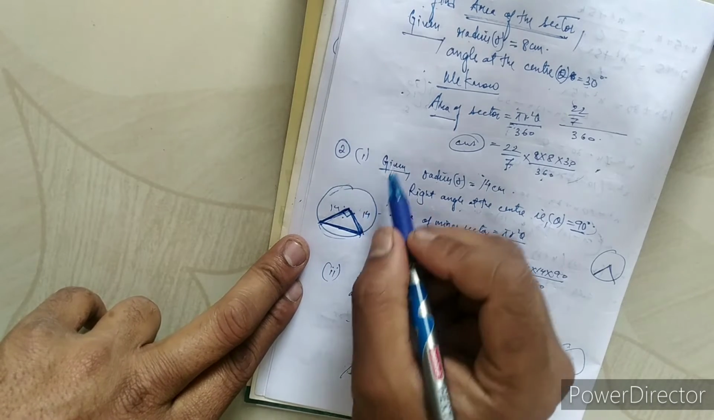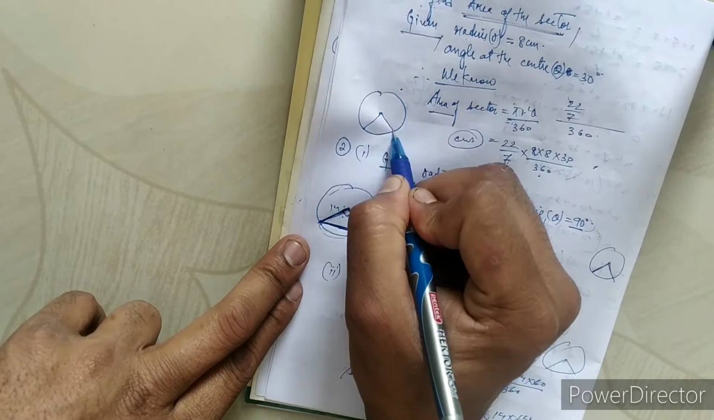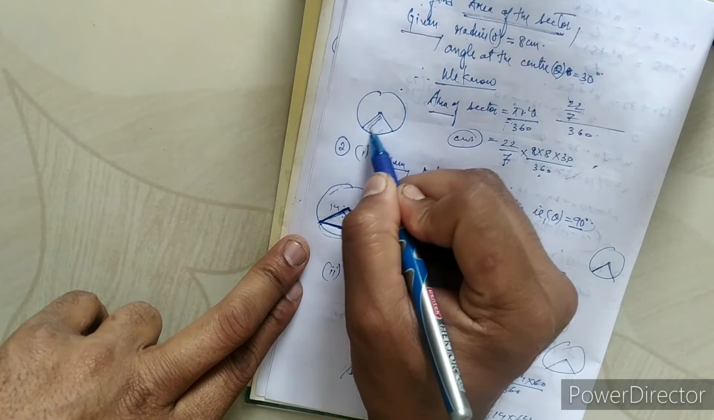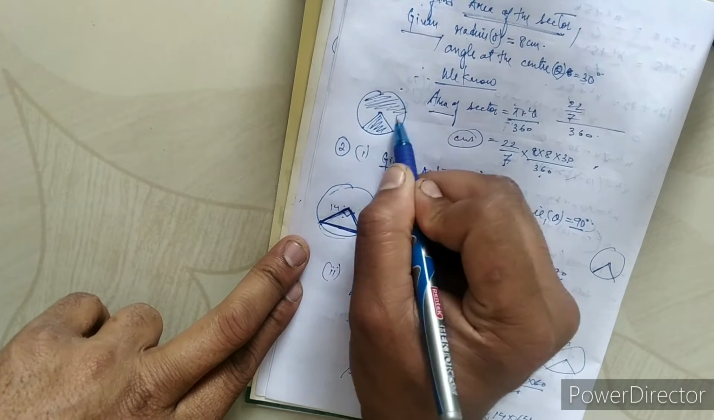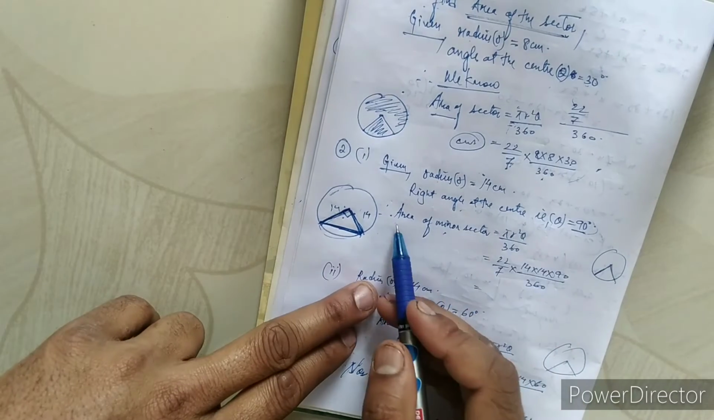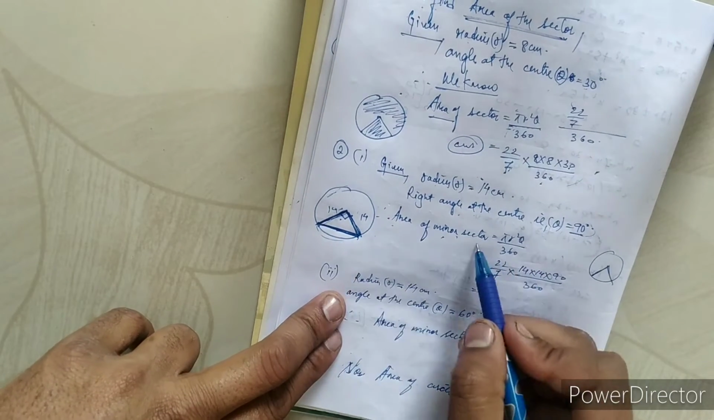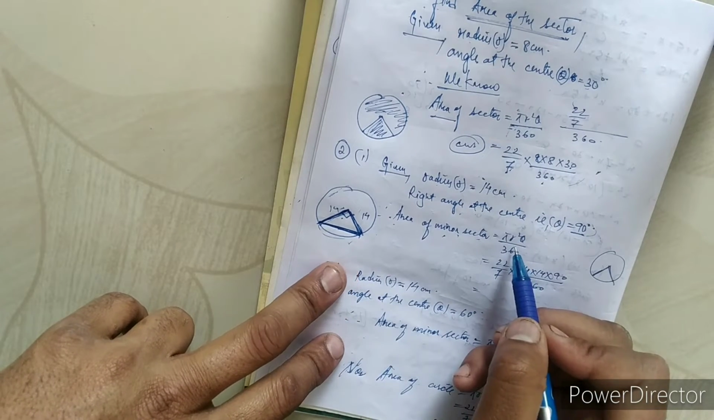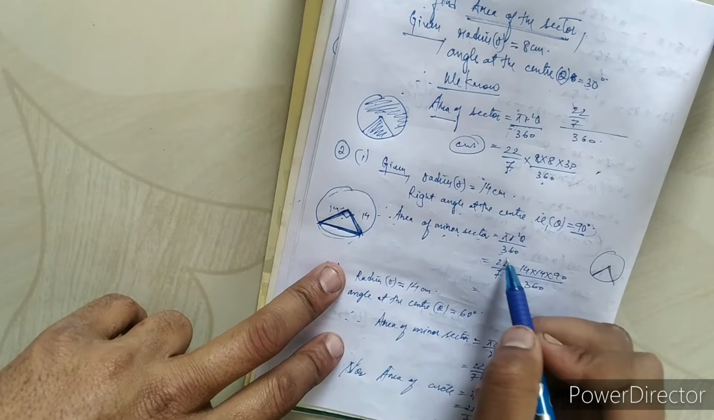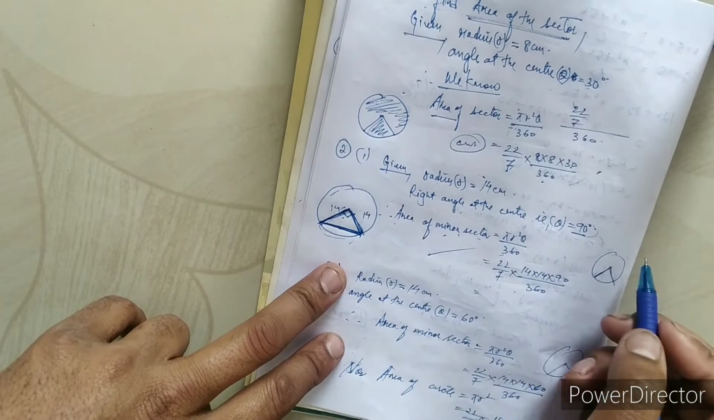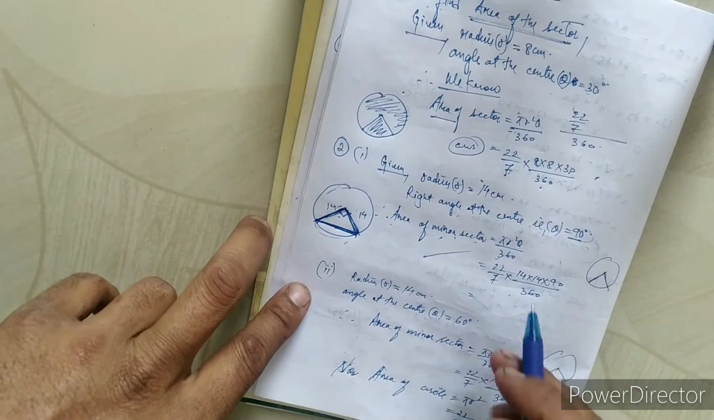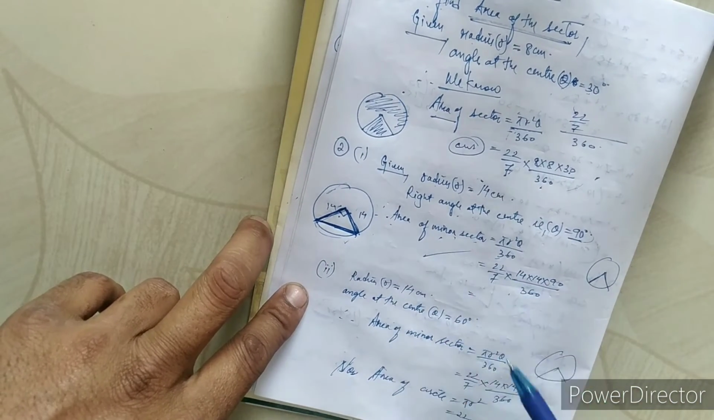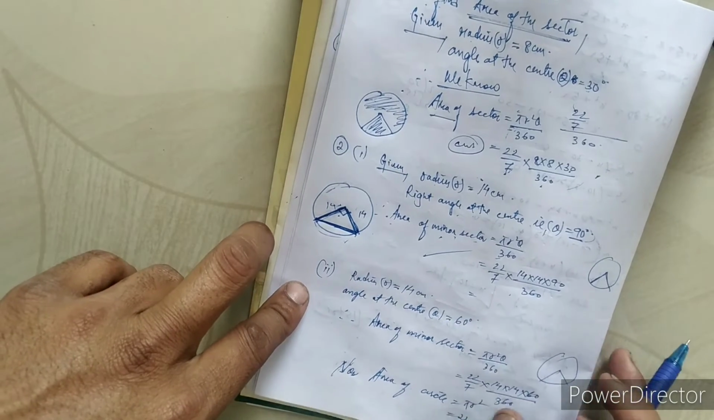I hope you got it. Again, let me say: this is your minor sector, and this is your major sector. So how to find it, I'll let you know. For the minor sector, only this portion I have to find. This is like a sector only. The area of the minor sector is the sector only, so you use the formula pi r square theta by 360. Just put the value and you will get the answer. Still, if any confusion, if you don't get the answer, just let me know and I'll solve it for you.